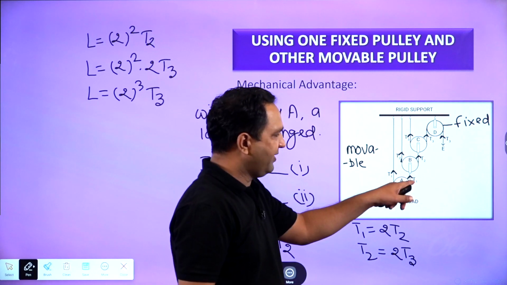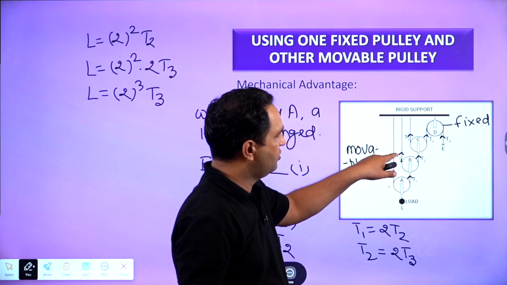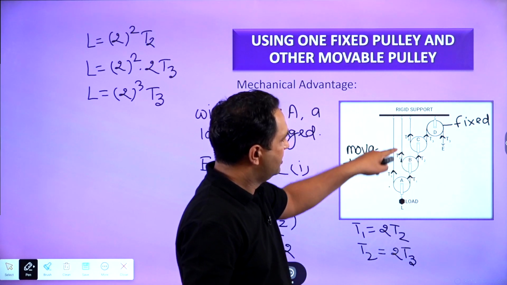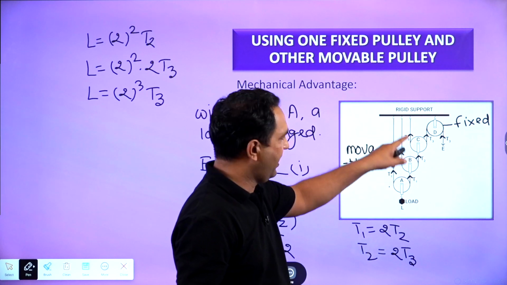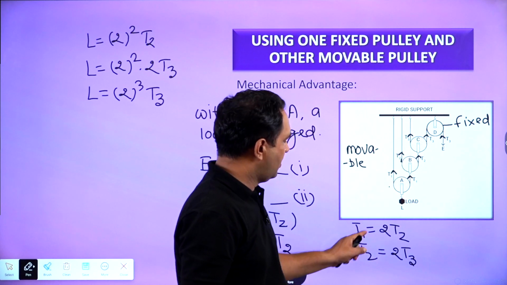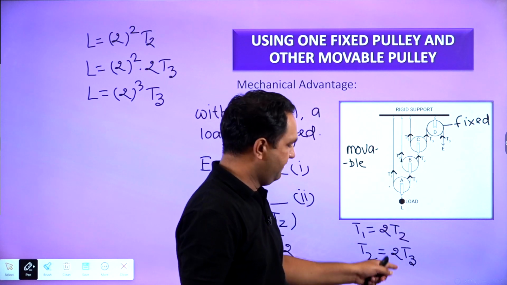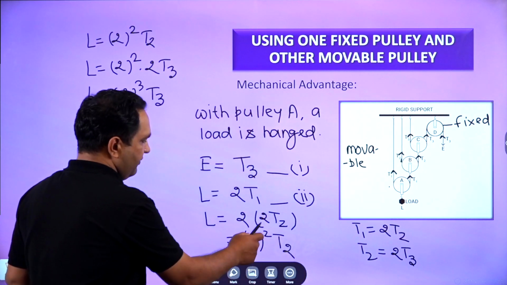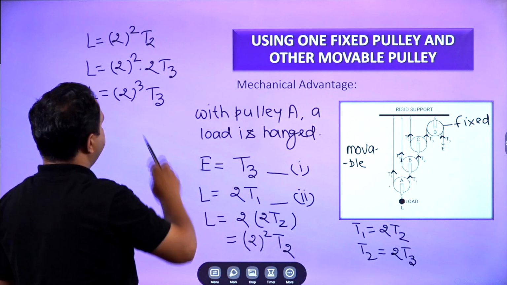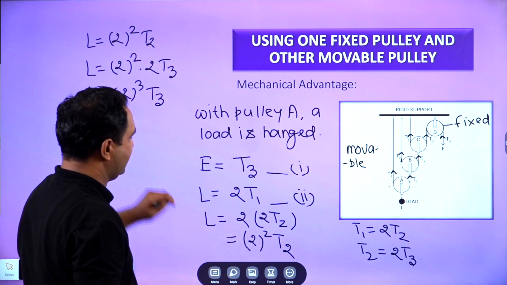Now, how many forces are working against this T1? Two forces, T2 and T2. T2 at this side, where the rope is fixed with the rigid support, and at the other side pulley C is connected. So T1 is equal to 2T2. Similarly, T2 is equal to 2T3. We put the value of T1 first, then T2, and then T3. So we get load is equal to 2 to the power 3 T3.